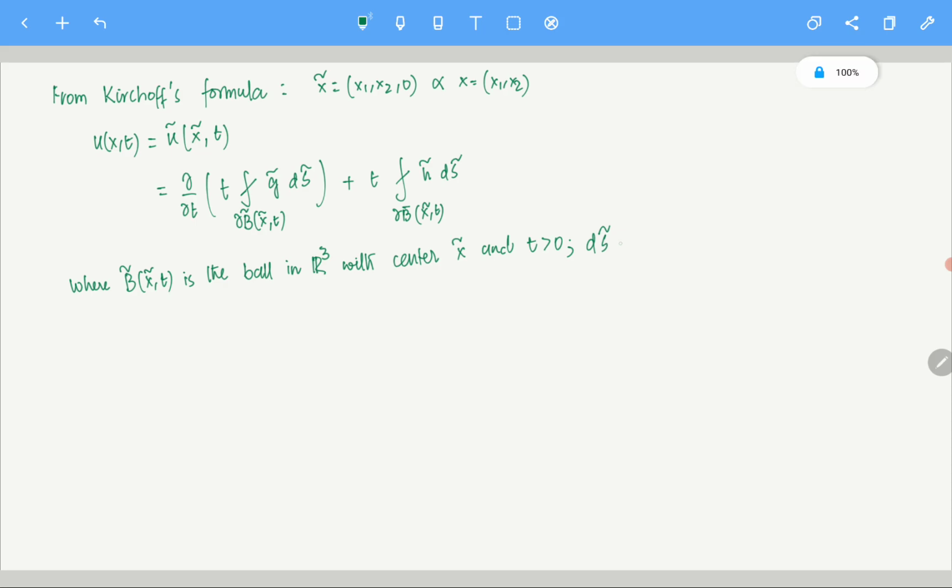Okay, this denotes, this is very important. This denotes the two-dimensional surface measure, surface area, you can say. The unit surface area on del b tilde x tilde t.